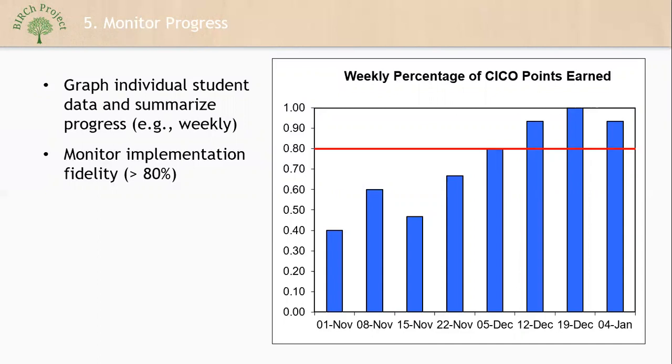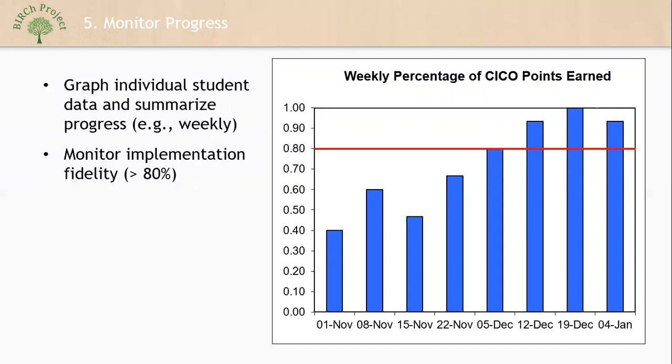So we can see that when this intervention started, this check-in, check-out started, the percentages of points that students earned were relatively low. But over time, after implementing this intervention, we can see that students have made progress based on this measure that shows progress in the shorter term.